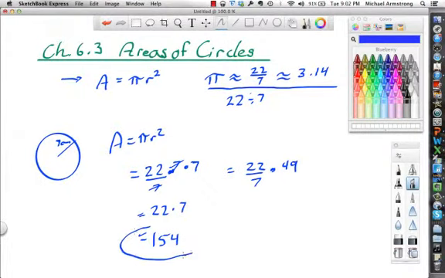154. Now this makes a nice round number. It ends up being centimeters to the second power. Every time we do area, we have got to have square in our answer, squared centimeters, because area always includes squares.